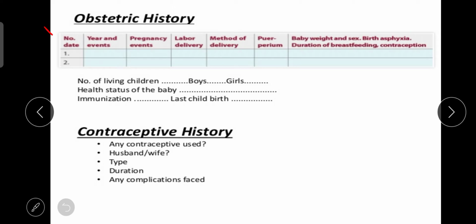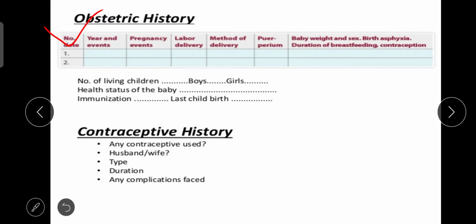In the obstetrical history, you have to ask about years and events, meaning in which year they got delivery. Then labor and delivery, the method of delivery, whether it is normal delivery or cesarean delivery, and the postnatal period, whether they had any complication or not. Also the baby's weight at birth, sex of the baby, whether the baby was normal or not, whether they have given breastfeeding or not, and whether they have used any contraceptives or not. Everything you are going to ask in the obstetrical history.